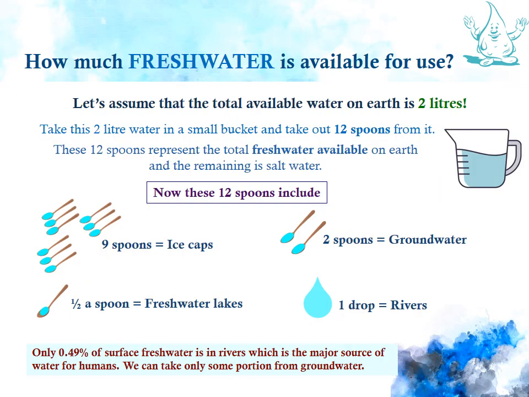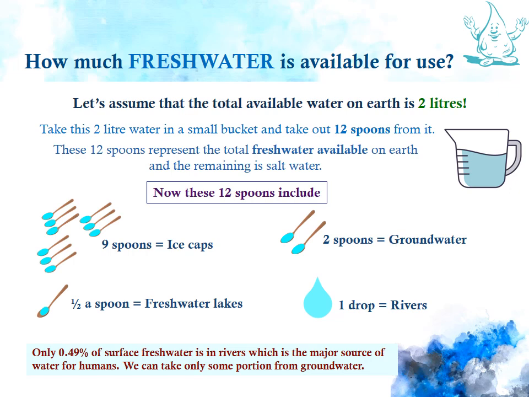To understand this better, let's do a simple demonstration. You can do this in the classroom with your students as well. All you need is a mug, bucket, and 12 spoons. To visualize how much fresh water Earth actually has, let's first assume that the total available water on Earth is around 2 liters. Take this 2 liters of water in a bucket using a mug.